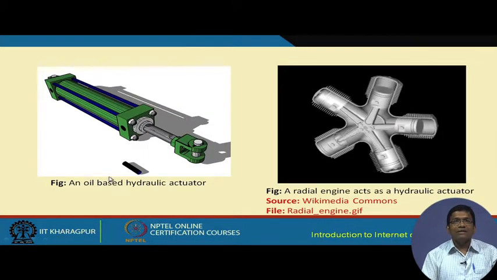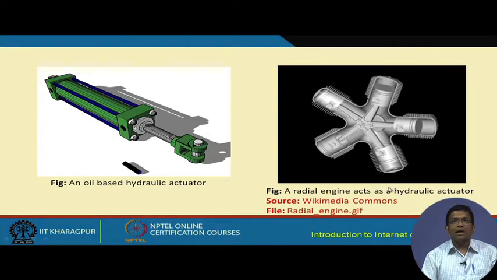On the left hand side, we see an example of a hydraulic actuator which is based on the use of oil. So, in this particular cylinder, oil will be there, and then when you apply pressure on it, it is going to give an output based on which there can be some linear motion or some oscillatory motion or rotatory motion or whatever can be performed.